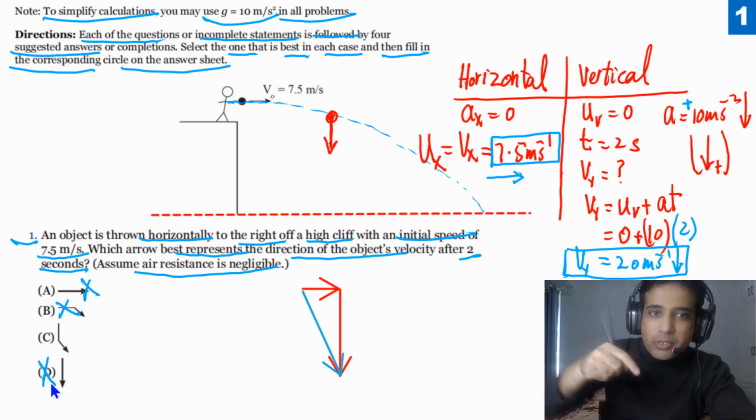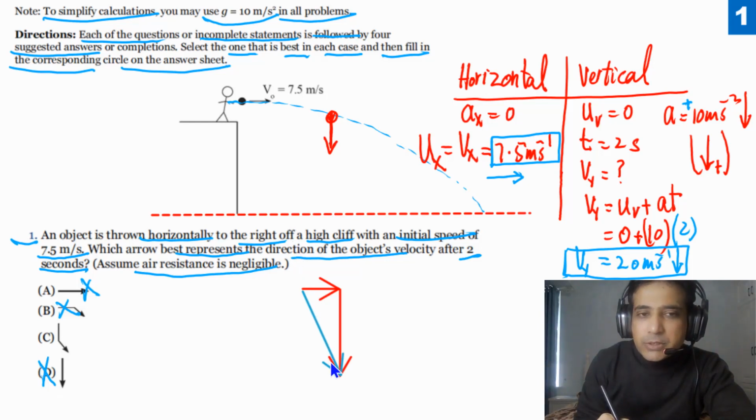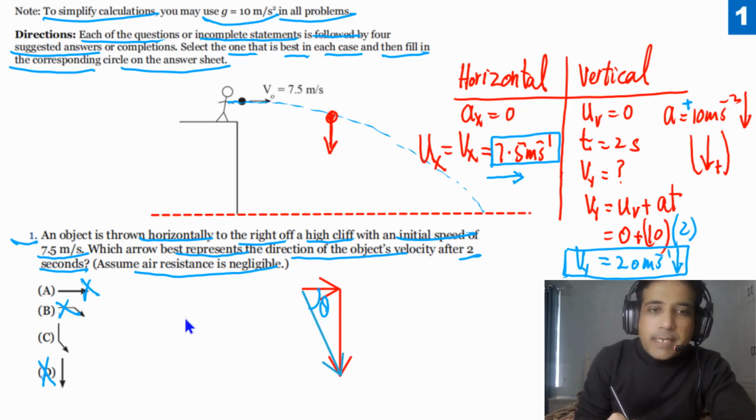So this angle, if we find this angle, this has to be more than 45 degrees. This angle has to be more than 45. We can also find this angle. If you're curious about this one, you can find this angle. So this angle we have, this is 20 and this one is 7.5.